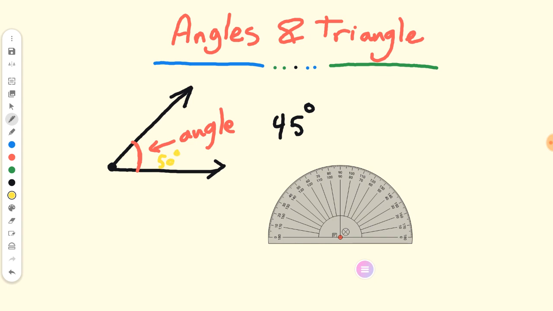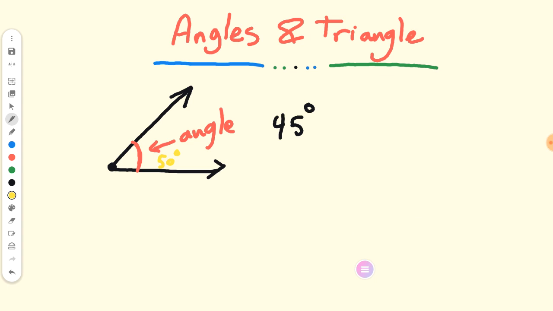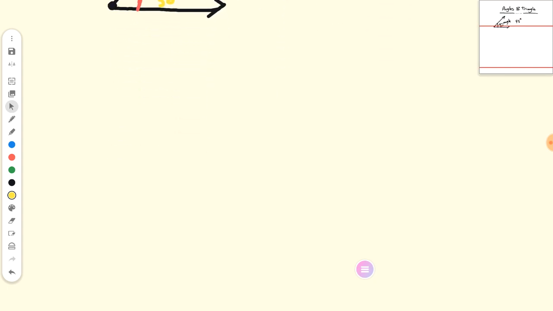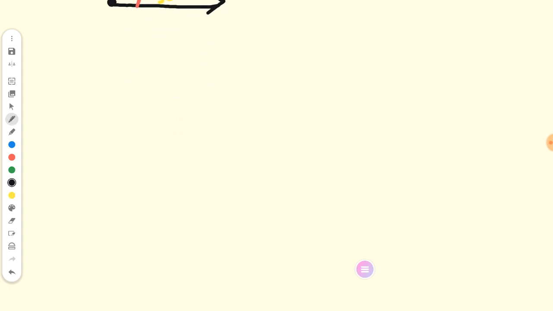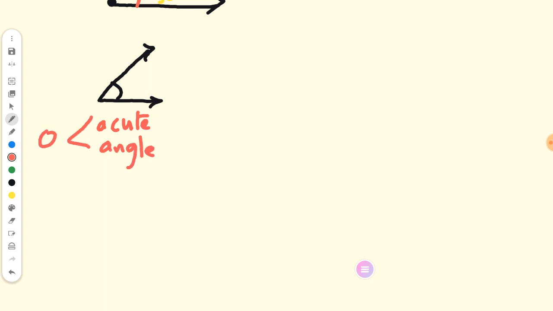Okay? I have some types of angle. What are the types of angle? First, I have the acute angle. The acute angle is the angle greater than 0 and less than 90.